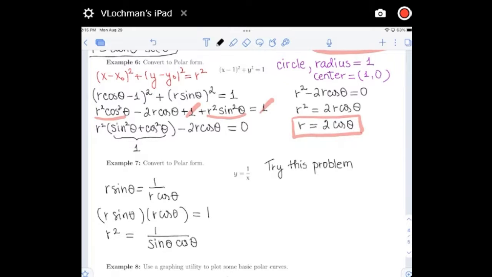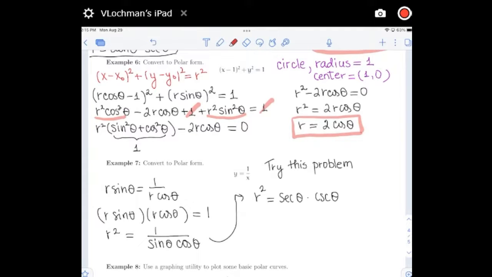Very good. So you want to keep it as is. Or you could also rewrite it as secant theta times cosecant theta. Either one is fine. Both are correct. But let me fix that. That looks kind of ugly. Cosine theta on the bottom here.